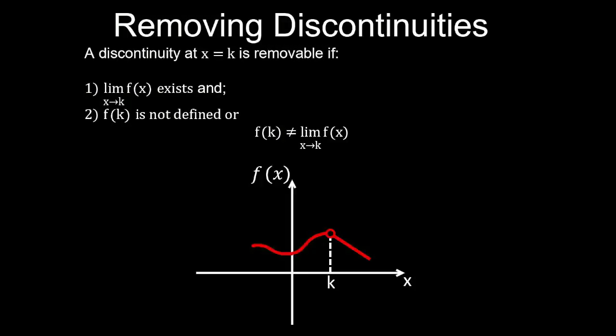A discontinuity at a particular value of x is removable if the limit of the function as x approaches k exists, and if the function is not defined at k, or the value of the function at k is not equal to the limit. So here is an example of a removable discontinuity where f of k is undefined. And in contrast, if the function was defined at k, you'd have a type of removable discontinuity called a point discontinuity. But let's look at this general case.